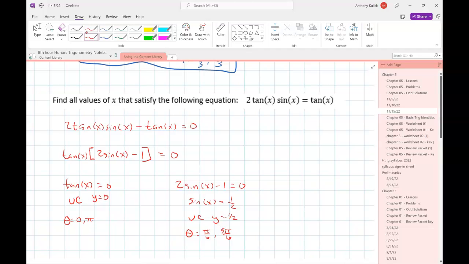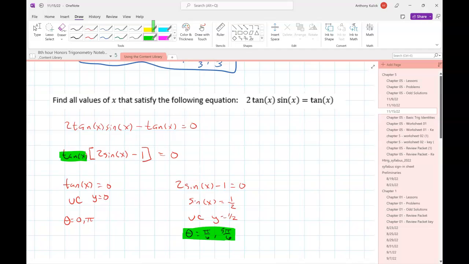Here's the catch, though. I'm not done. What is different about this problem than any of the ones we've looked at so far? It has to do with tangent. What value can tangent take that sine or cosine cannot? It can be undefined, right? It can have an asymptote. Before I'm done, I have to make sure that my answers for sine are not extraneous, that they don't cause tangent to become undefined.